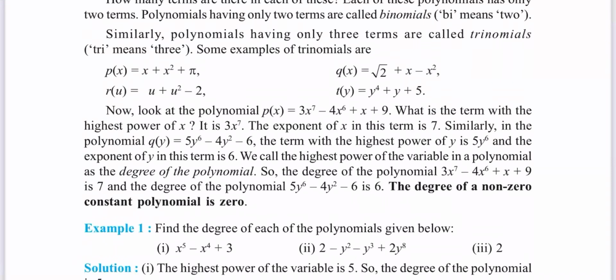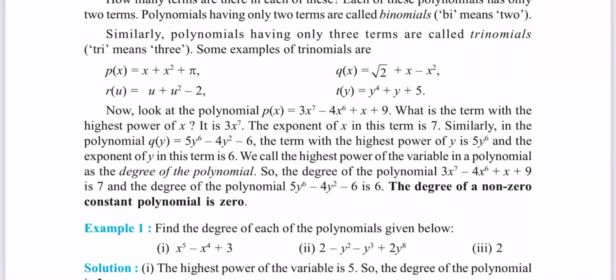Similarly, in the polynomial q of y equal to 5y raised to 6 minus 4y square minus 6, the term with the highest power of y is 5y raised to 6, and the exponent of y in this term is 6. We call the highest power of the variable in a polynomial the degree of the polynomial. So the degree of the polynomial 3x raised to 7 minus 4x raised to 6 plus 6x plus 9 is 7, and the degree of 5y raised to 6 minus 4y square minus 6 is 6. The degree of a non-zero constant polynomial is 0.